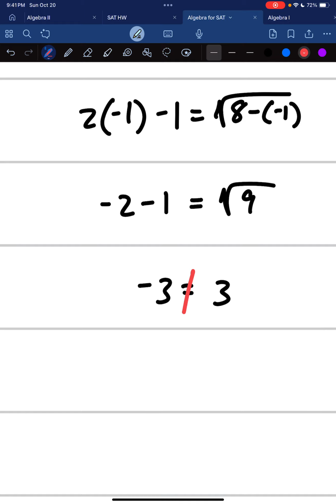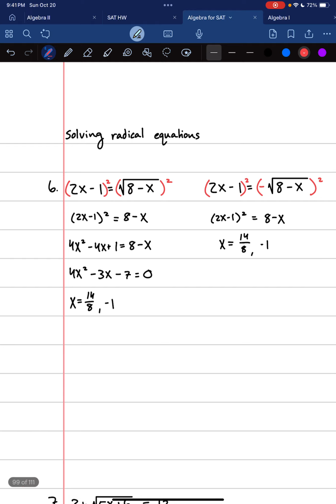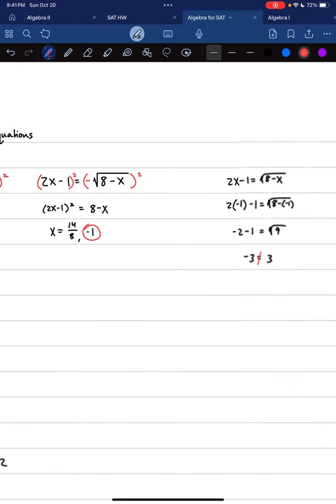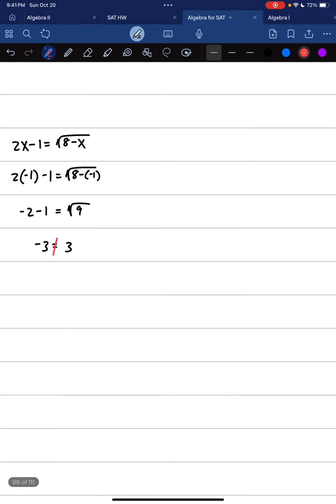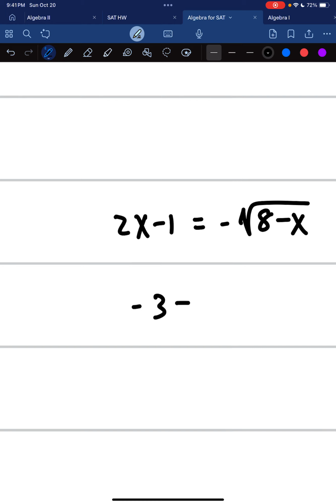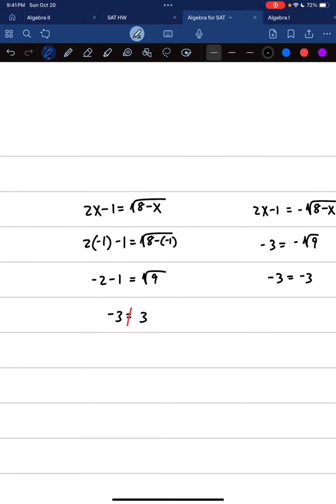So notice how our second solution, which was x equals negative 1, doesn't work for the positive radical. But if we plug it in when we had a negative radical, that solution would work, right? So x equals negative 1 would work if our radical was negative. Let's test it out. So we have 2x minus 1 equals, in this case, a negative root 8 minus x. I plug in negative 1, and I get negative 3 equals negative root 9, or negative 3 equals negative 3. So that solution works for the negative radical, but not the positive radical.